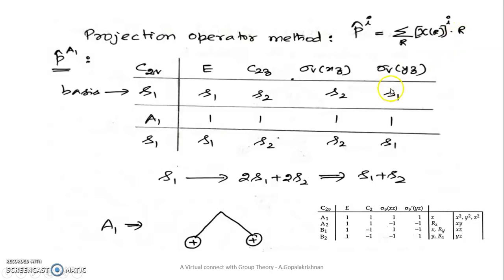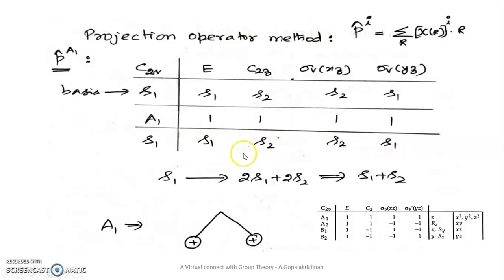Now I am going to multiply these results with the characters. We are actually finding the function that corresponds to the A1 SALC. The A1 symmetry species has these characters in the character table: 1 1 1 1. Now what to do? Multiply the characters and the result of the symmetry operation operated on the function. So this is the result and these are all the characters. Just multiply this: 1 times S1 is S1, S2, S2, S1. Now add all the values.